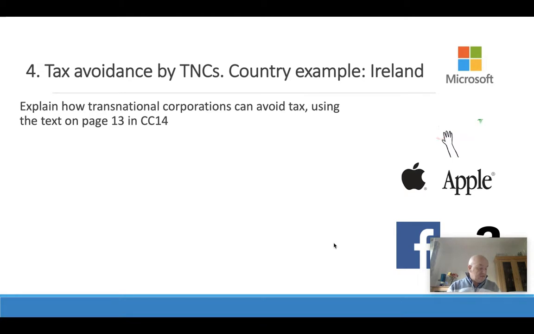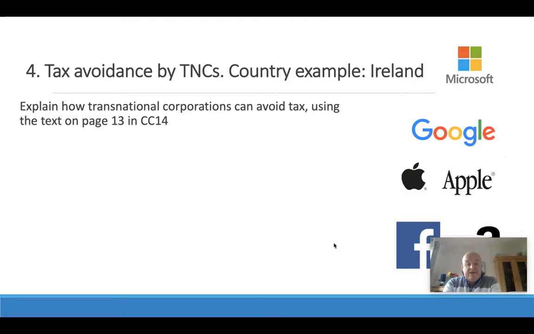Okay, next thing then. So we talked about 3 things so far. 1 was pollution, 2 was increased inequality, and 3 was exploitation of workers. We're now going to move on and take a look at tax avoidance by transnational and multinational companies.